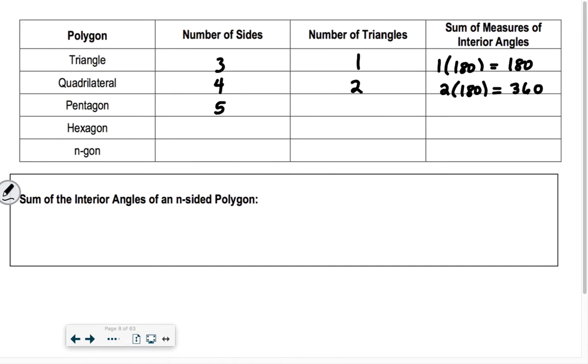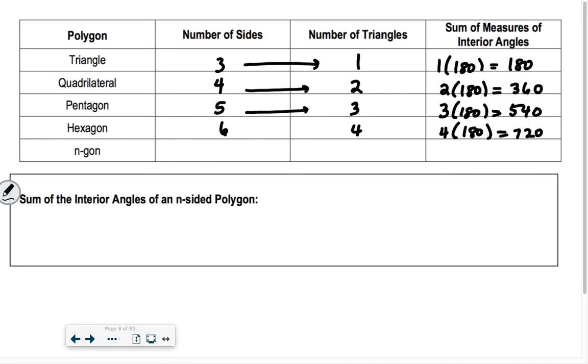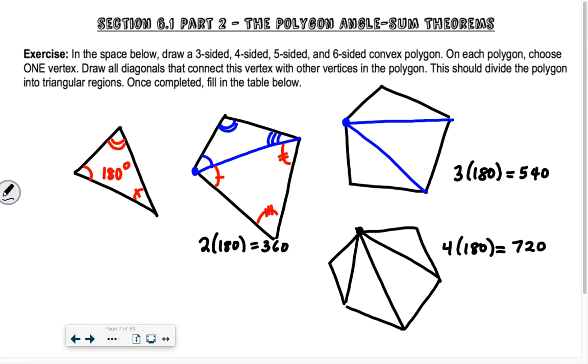Pentagon, how many 180s will I have? I'll have 3 times 180, which is 540. How about a hexagon? I'm going to have 4 times 180. What's the pattern? How do I go from these numbers? 3 to 1, 4 to 2, 5 to 3, 6 to 4. I subtract 2 each time, right? The reason we're subtracting 2 is because we don't connect the sides, so I don't have these two as diagonals. So it's always 2 less.